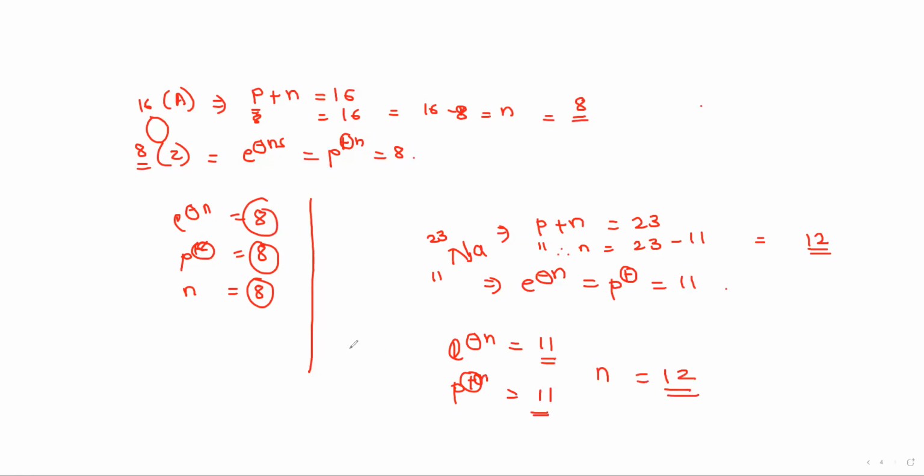Okay. So this was about the basics of what an atom is, the structure of the atom, and the composition of the atom, how to represent any atom, and also how to find the number of protons, electrons, and neutrons of any species. Thank you.